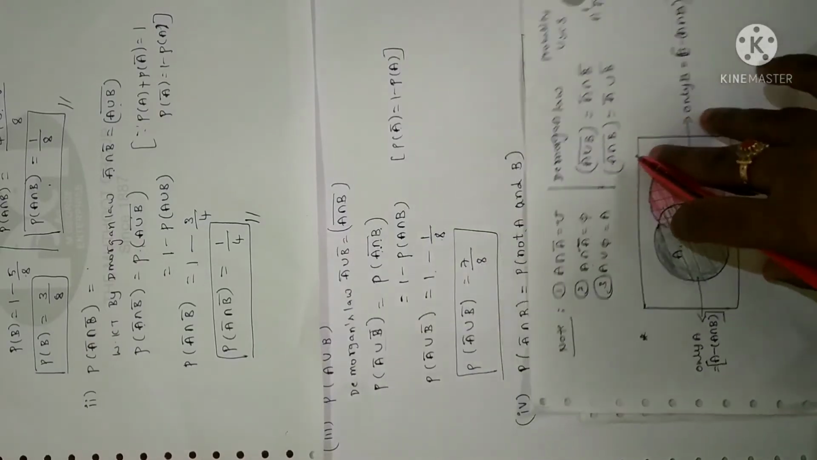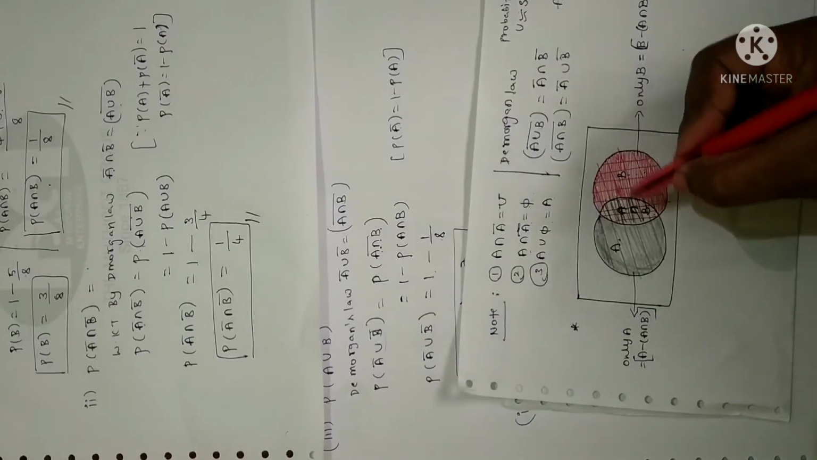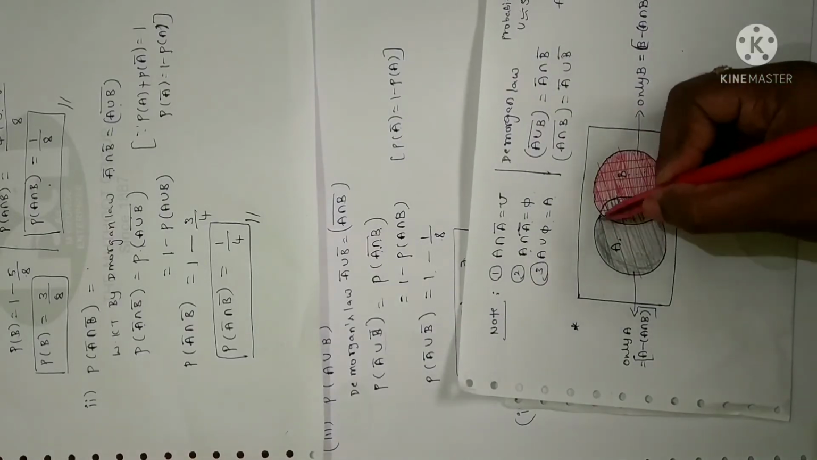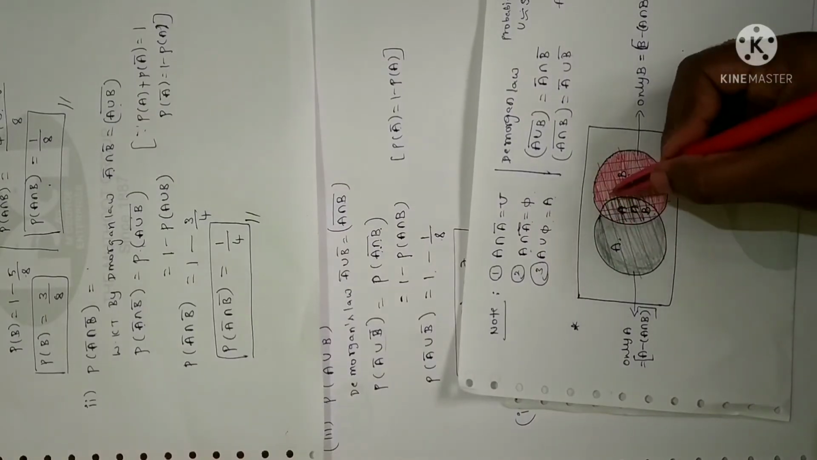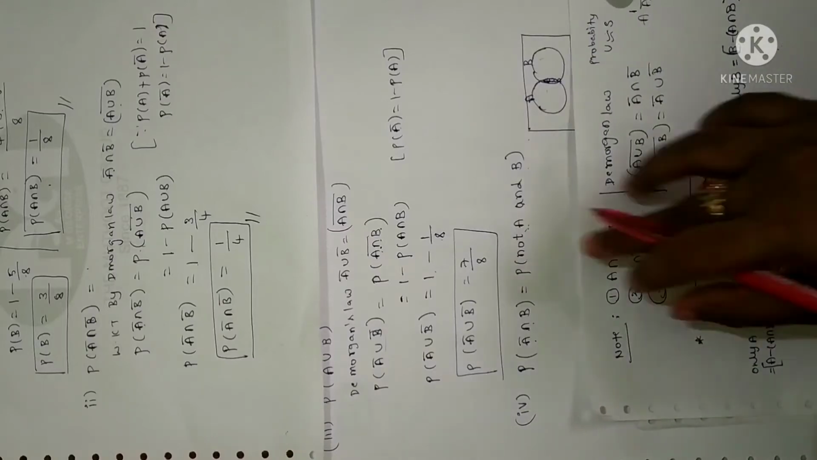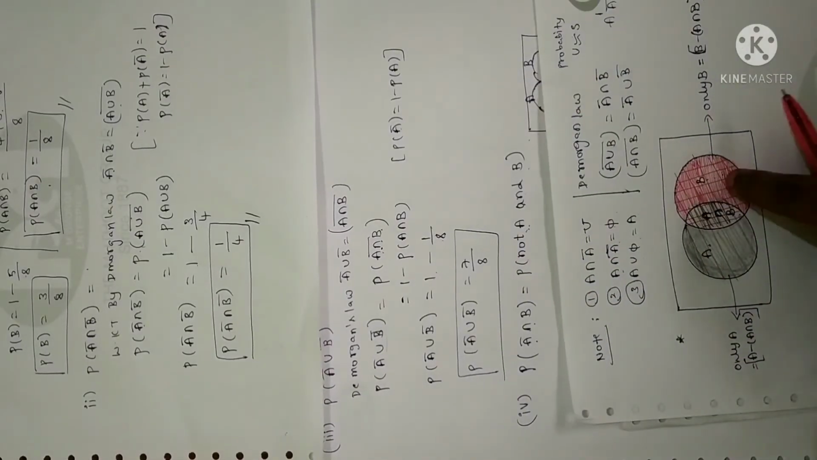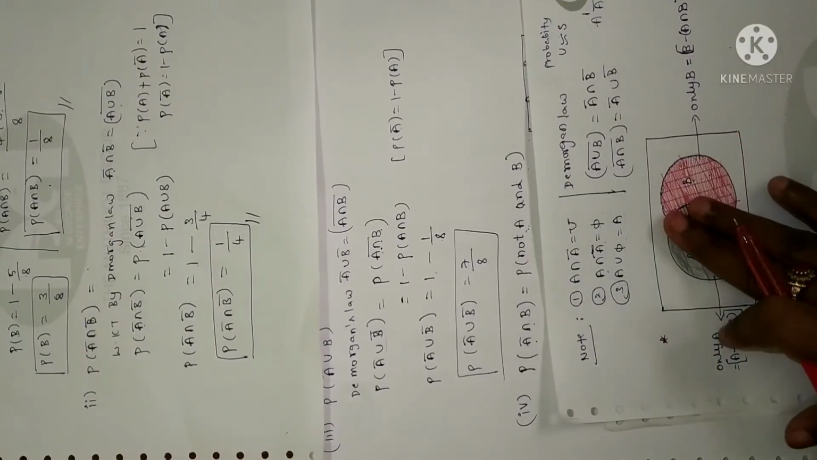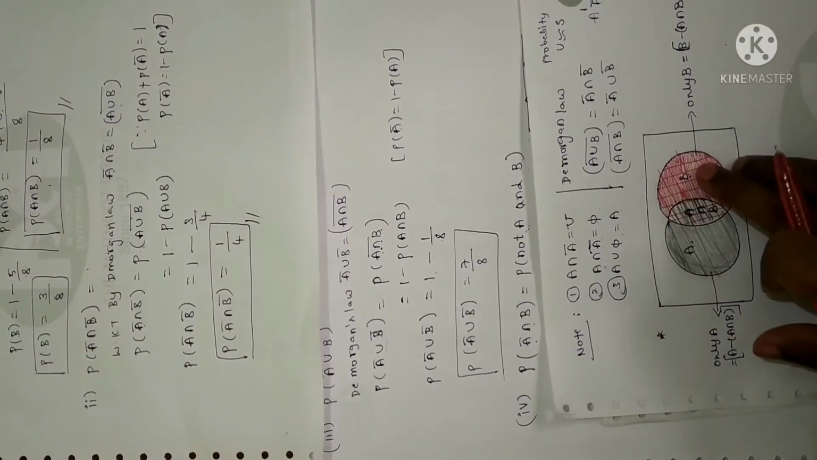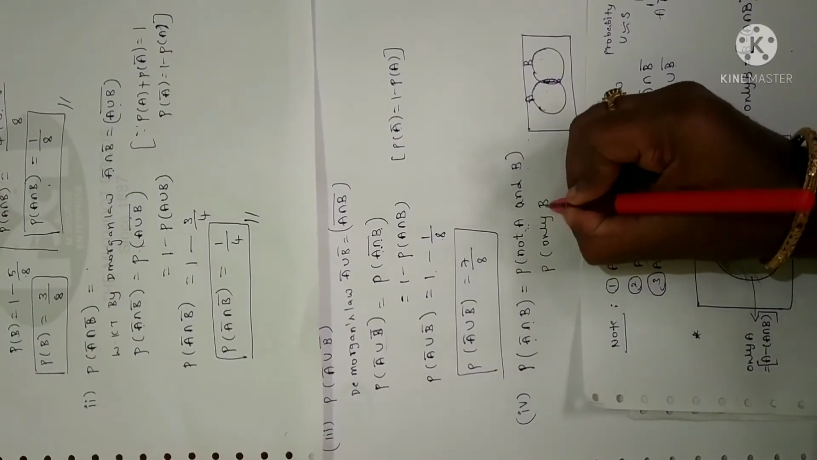Now you can see that not A and B means it should not include A. Here A is included, so it should not include A. Only B you have to consider, right? Not A and B means you should not include A. Then what you are left with is only B, right? Not A means A is not there. So what is the remaining thing? Only B. So I can write this as P of only B.